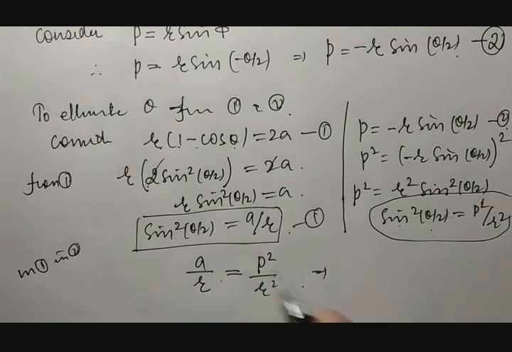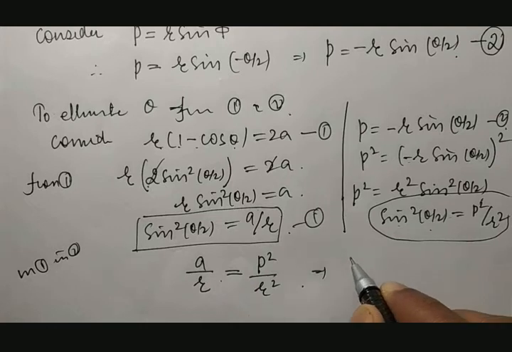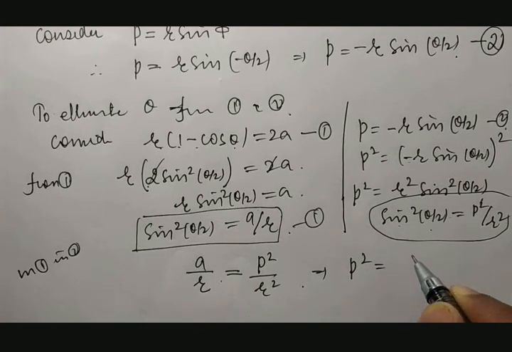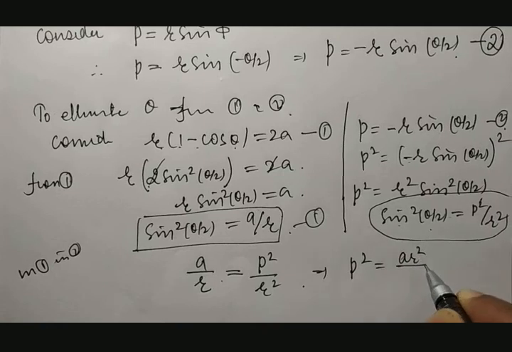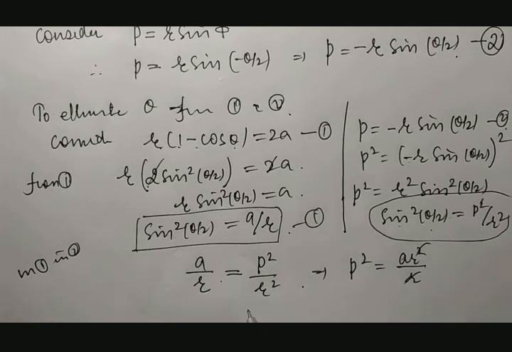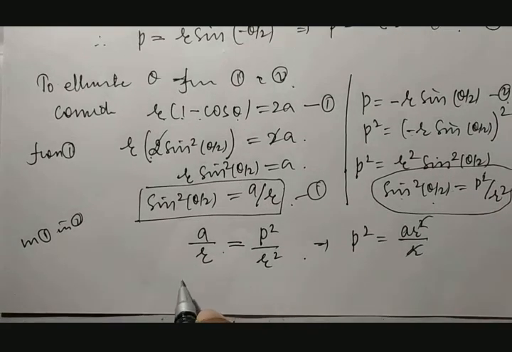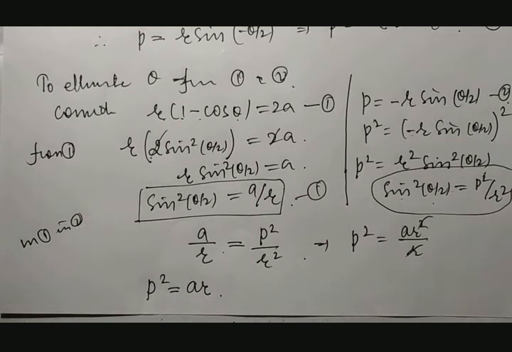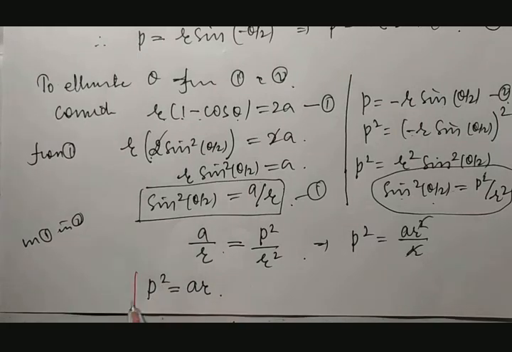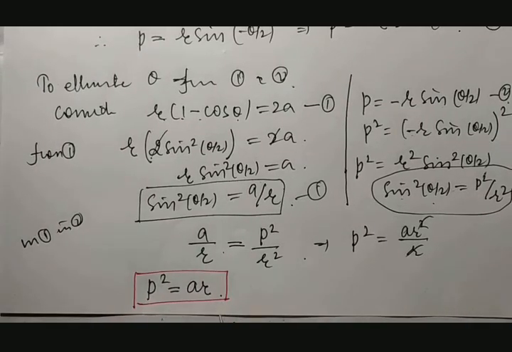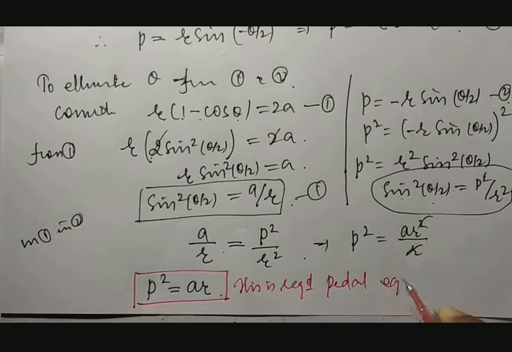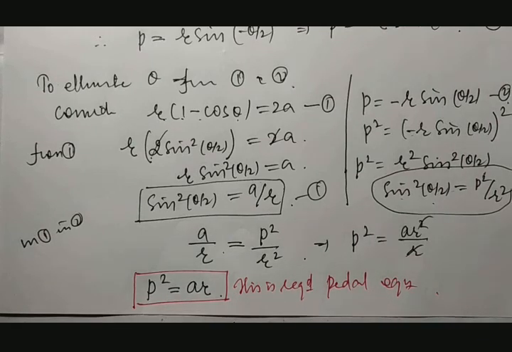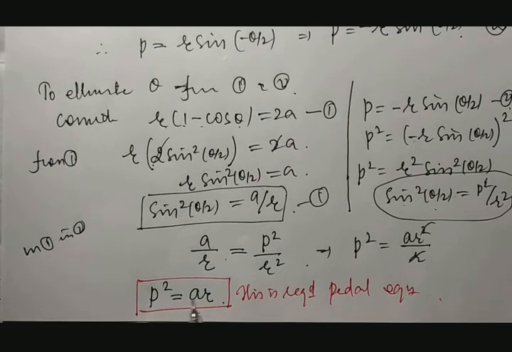Therefore, if you take r to the other end, it becomes p² = a r²/r. So one r gets cancelled. Therefore, p² = a r. This is the expression of the pedal equation. Okay, this is the required pedal equation. Again, what is a pedal equation? A pedal equation is a relation between p and r.